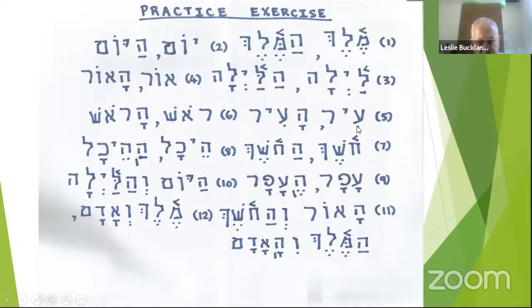Here you have ir, city. And notice that before ayin, there is a lengthening of the vowel from pathak to kames, ha ir, the city. Rosh is head. And notice that the definite article before the resh means that because the resh cannot be doubled, there has to be a lengthening of the pathak to its corresponding long vowel kamis. So you have ha rosh, the head.